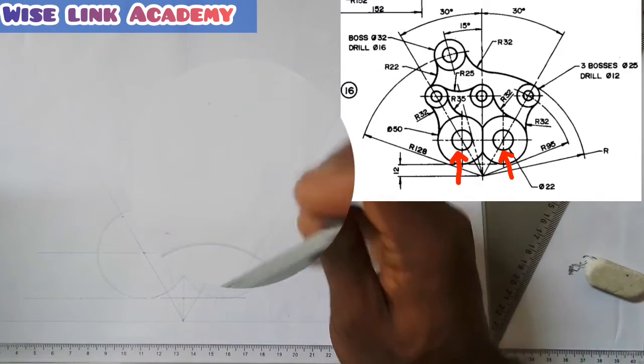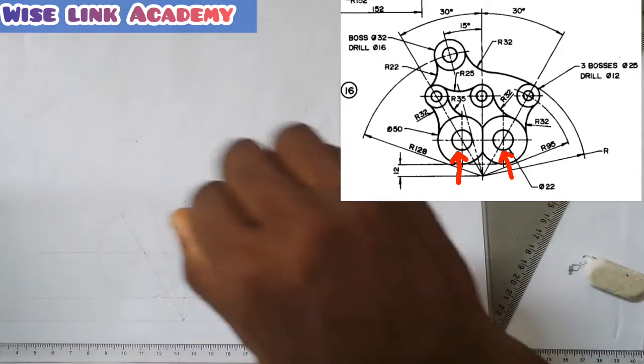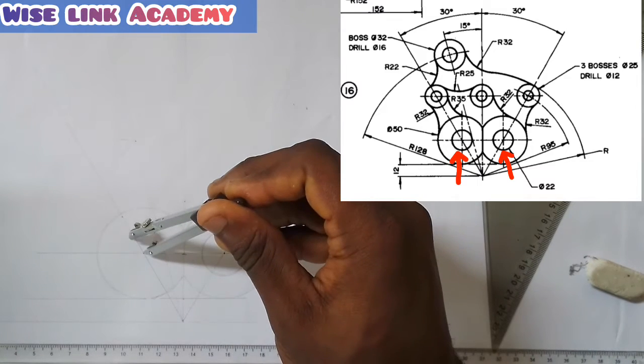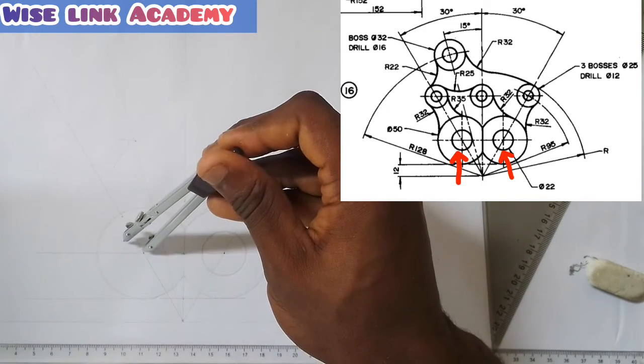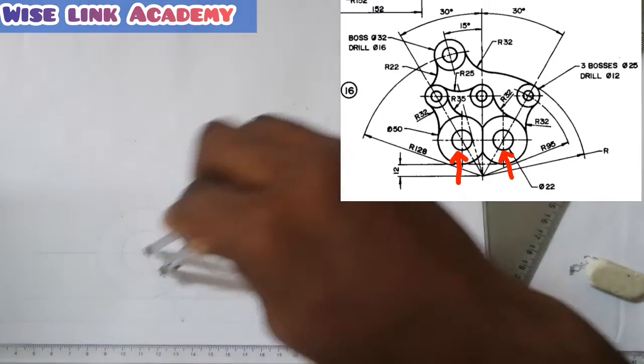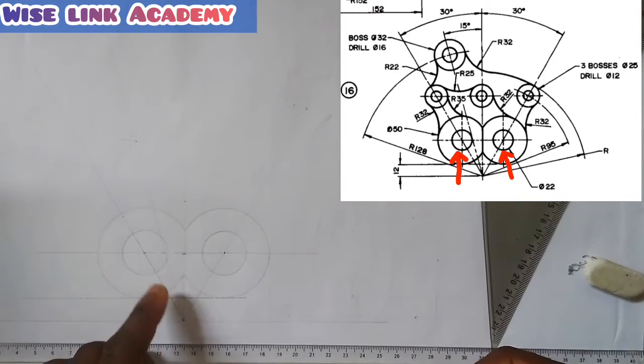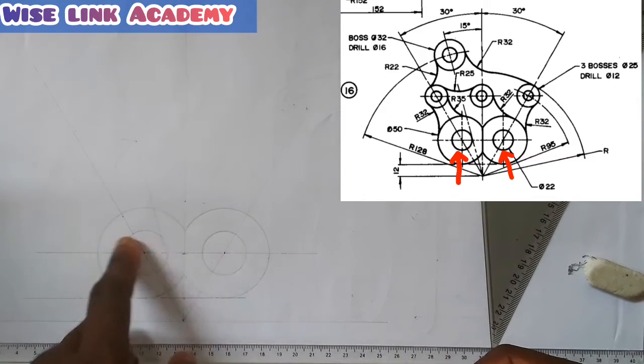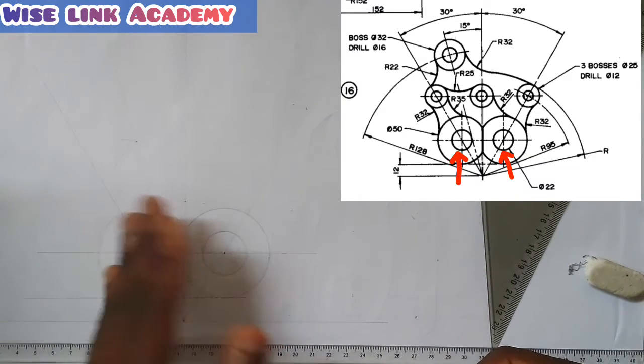At this point here, draw a thick one. At this point here, draw a thick one. So we have successfully produced these two circles here, right and left.